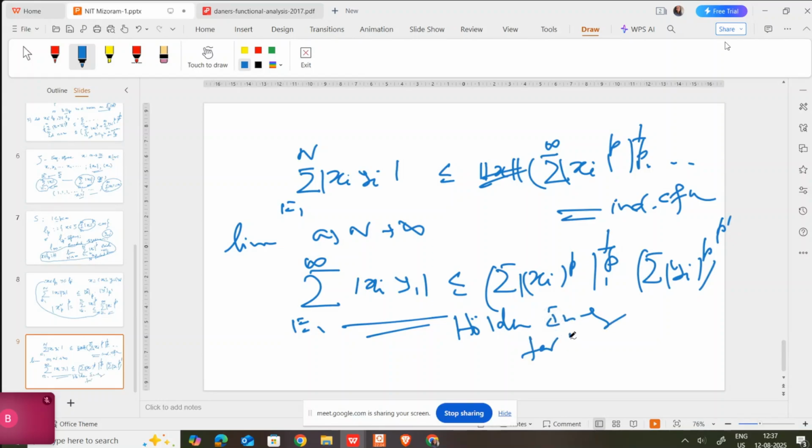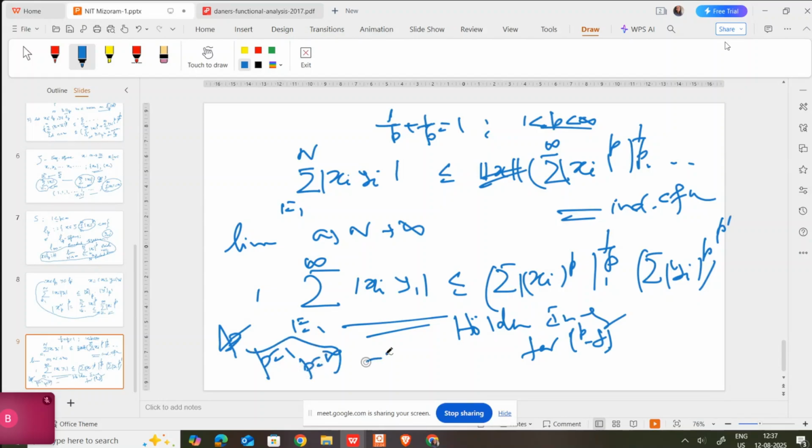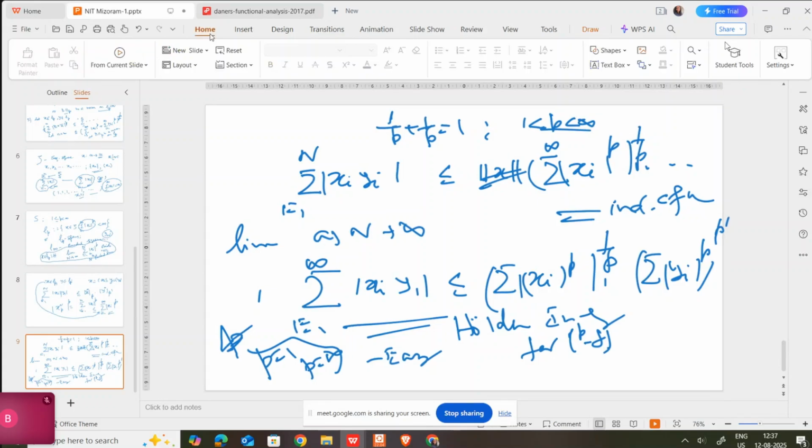For the LP spaces, the condition here is that you take 1 over p plus 1 over p prime equal to 1. Usually you start working on 1 less than p less than infinity. The cases p equal to 1 and p equal to infinity are easy. Do it. If you don't get it, I will do it for you when I come to this one.